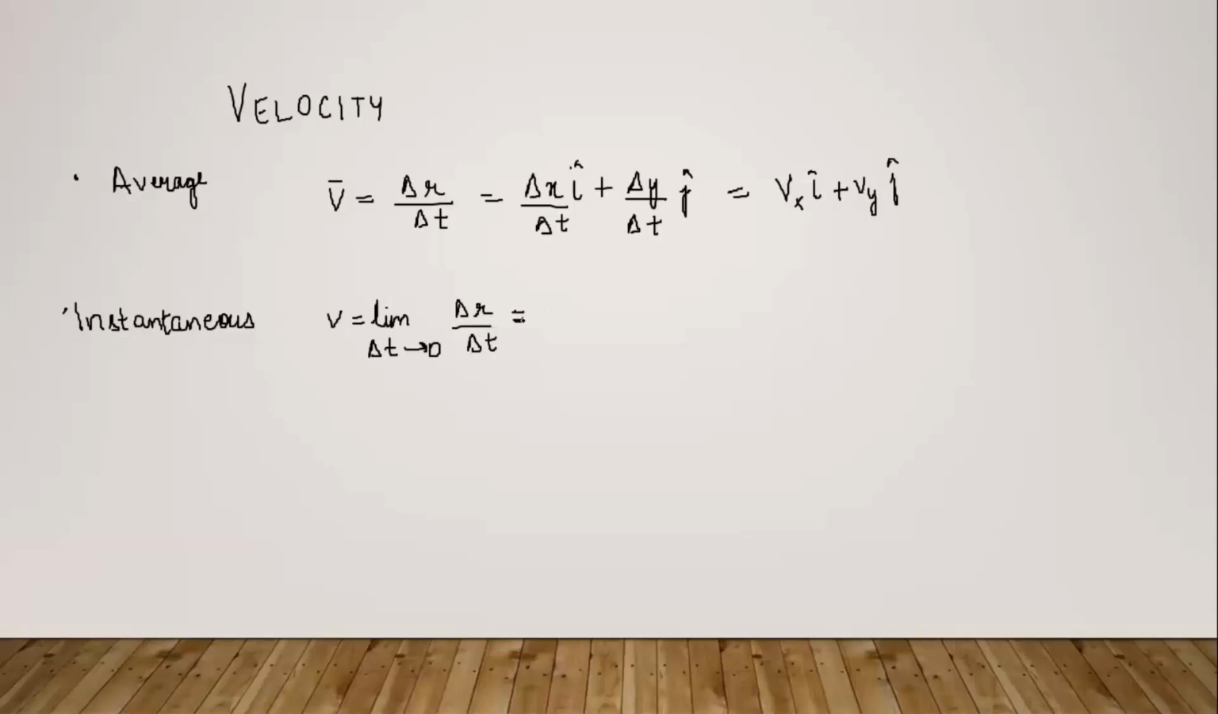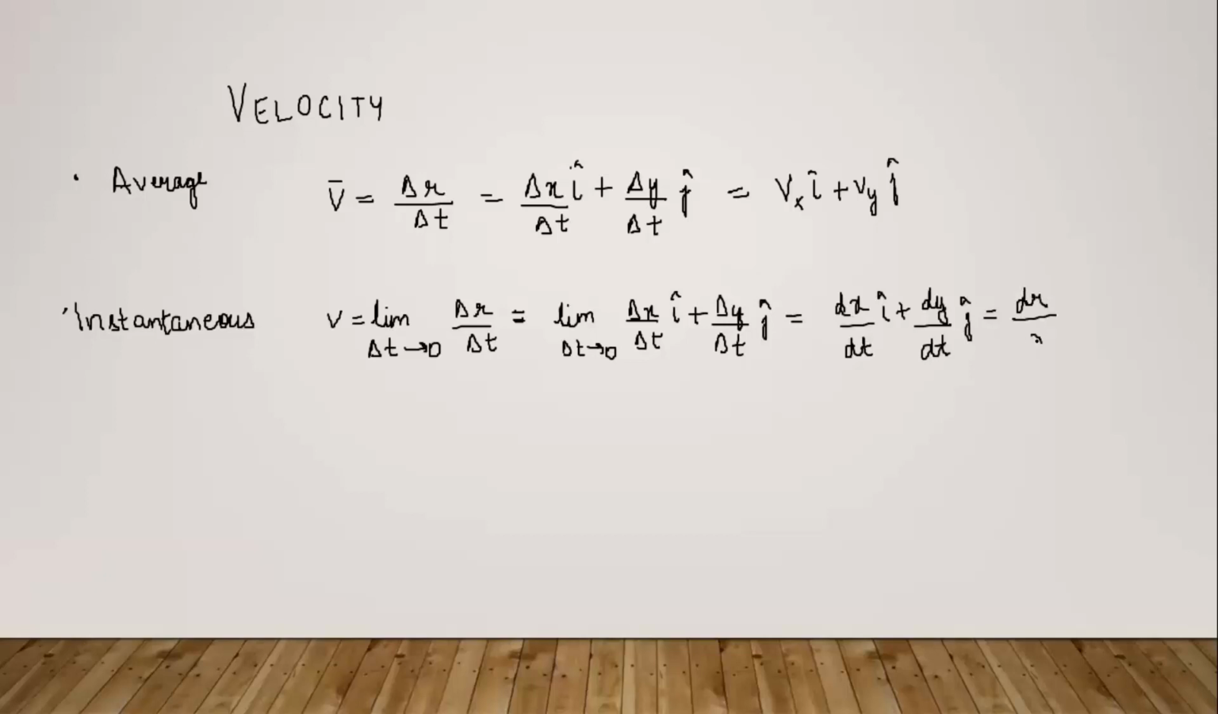And we'll again open this similarly as above. When we open this, we will get the limit as delta t tends to zero of delta x by delta t i cap plus delta y by delta t j cap. And when we put this limit over delta x by delta t, we know that when delta t is very small, we can put it as dx by dt i cap plus dy by dt j cap, or in simple terms we can simply write dr by dt. So this is the instantaneous velocity.